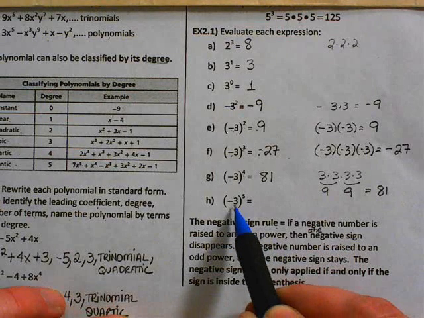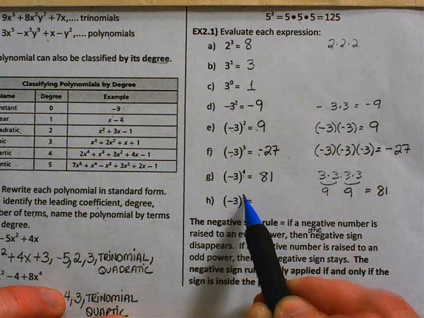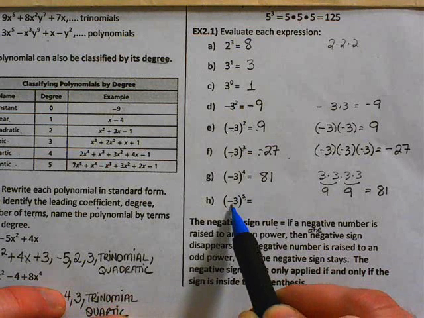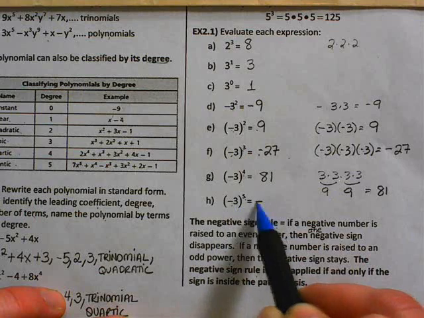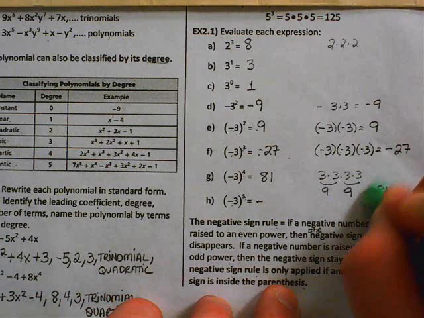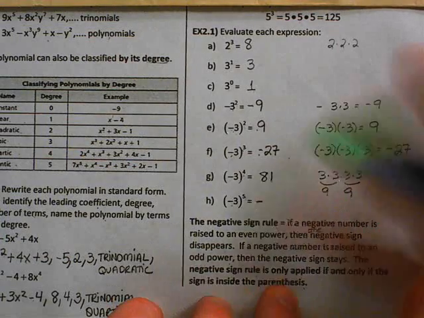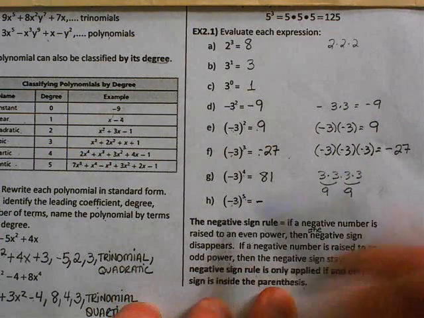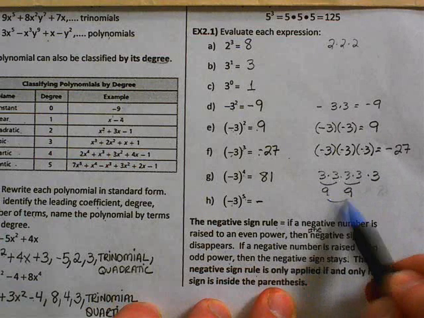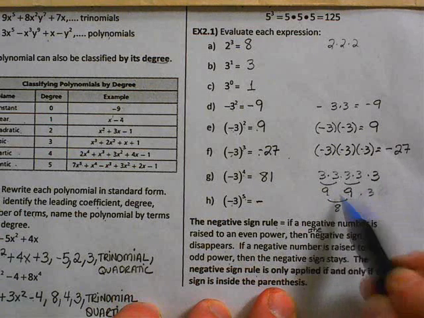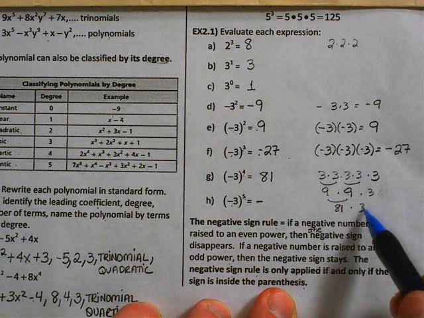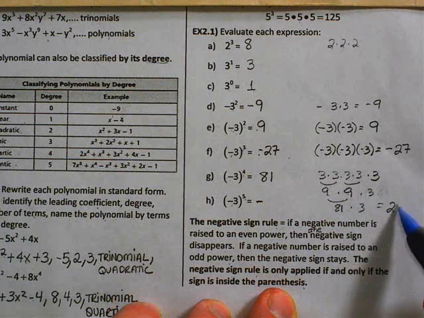Alright, the next one. Negative 3 to the fifth power. 5 is an odd power. So that means the negative will stay. And then 3 to the fifth power. Let's go ahead and erase this here for a second. And 3 to the 5th power, you would add another 3 here. So 9 times 9 is 81. And 81 times 3 will give you 243.